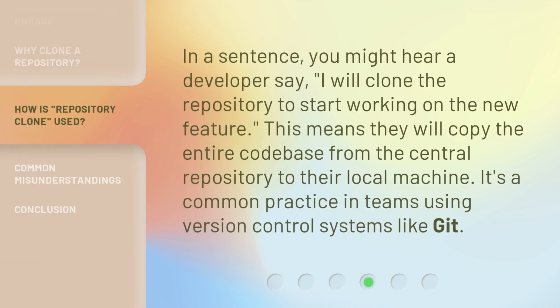In a sentence, you might hear a developer say, "I will clone the repository to start working on the new feature." This means they will copy the entire codebase from the central repository to their local machine. It's a common practice in teams using version control systems like Git.